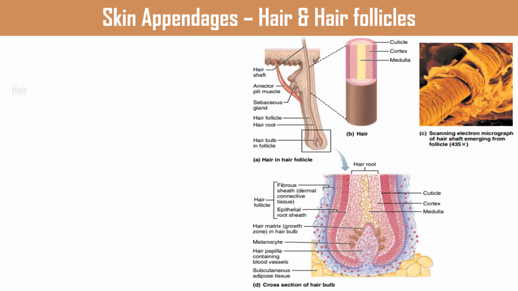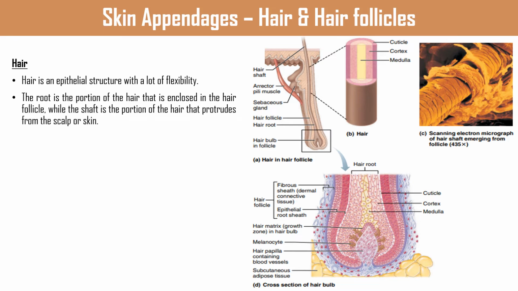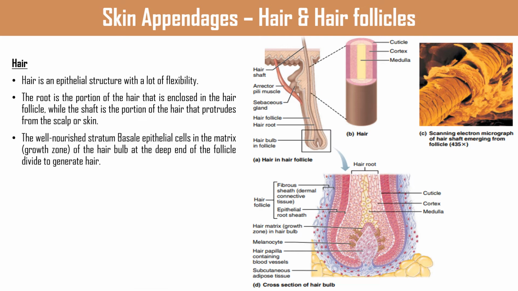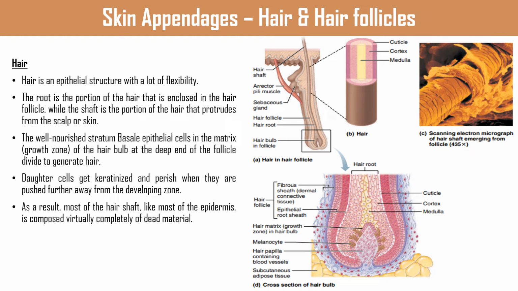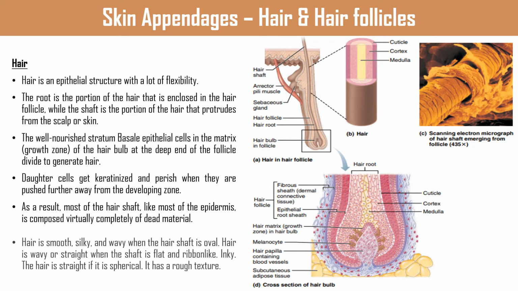Then we have hair and hair follicles. Hair is an epithelial structure with a lot of flexibility. The root is the portion of hair that is enclosed in the hair follicle, while the shaft is the portion of hair that protrudes from the scalp or the skin. The well-nourished stratum basale epithelial cells in the matrix of the hair bulb at the deep end of the follicle divide to generate more hair. Daughter cells get keratinized and perish when they are pushed further away from the growth zone. As a result, most of the hair shaft, like most of the epidermis, is composed virtually completely of dead material.